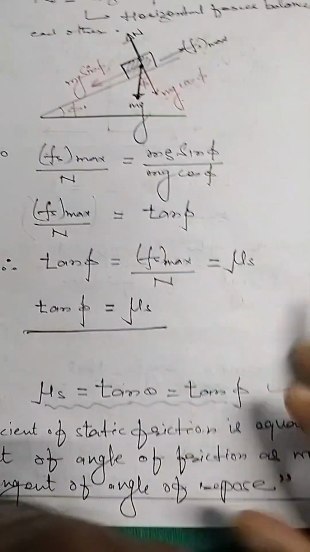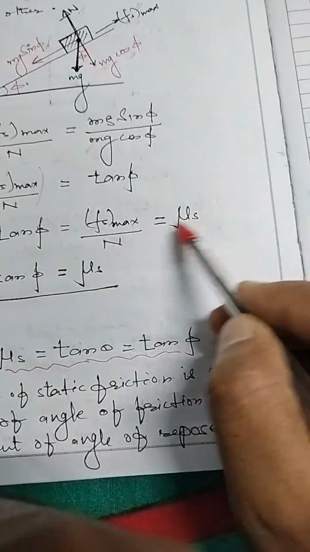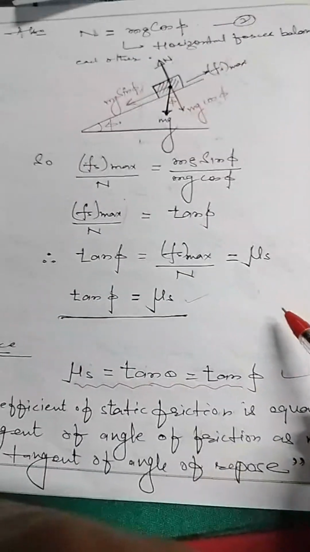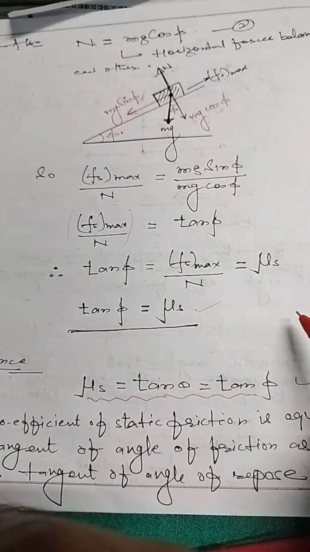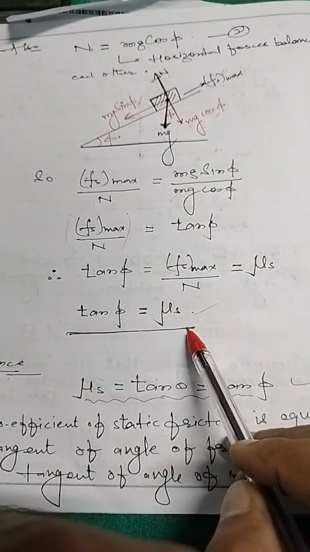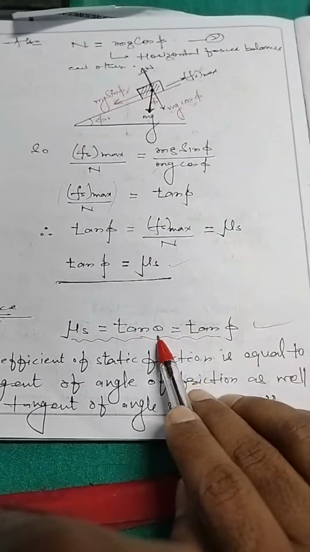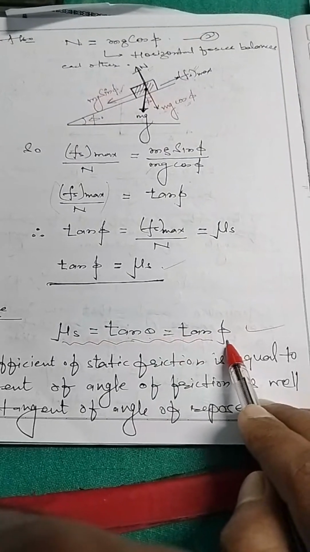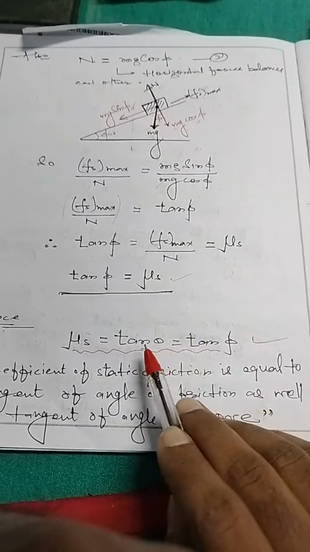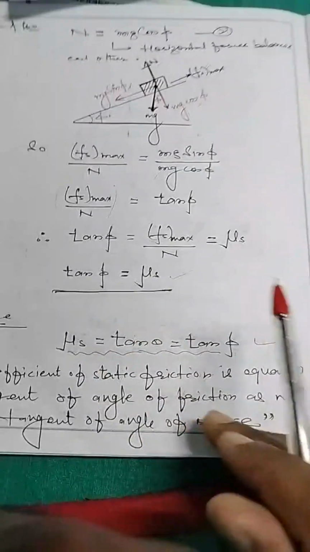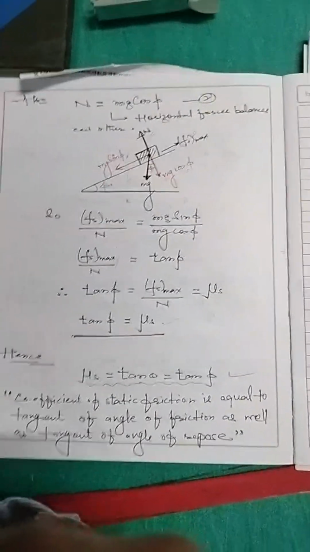the coefficient of static friction. So tangent of angle of repose also comes to be equal to the coefficient of static friction. Hence we can conclude both tangent of angle of friction and tangent of angle of repose are equal to the coefficient of static friction.